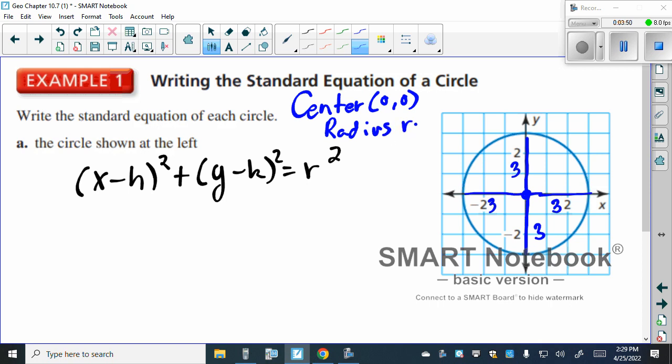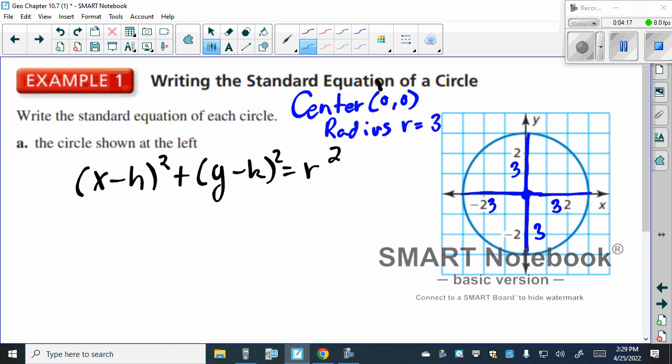Now our radius, r, is going to equal what? The radius is just the distance from the center of the circle to a point on the circle. Well, each one of these is 3, so the radius has to be 3. Any questions on this so far?